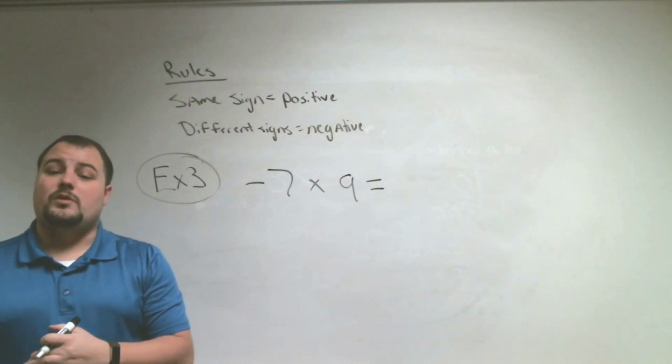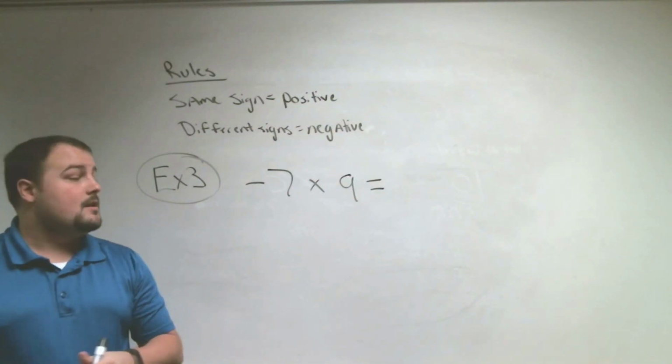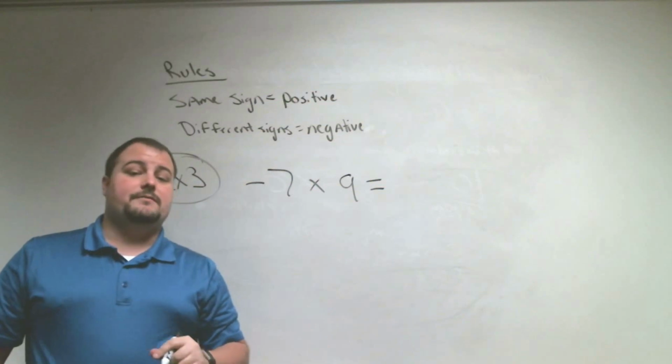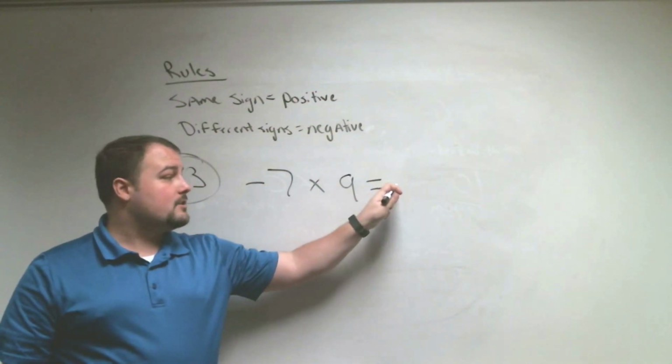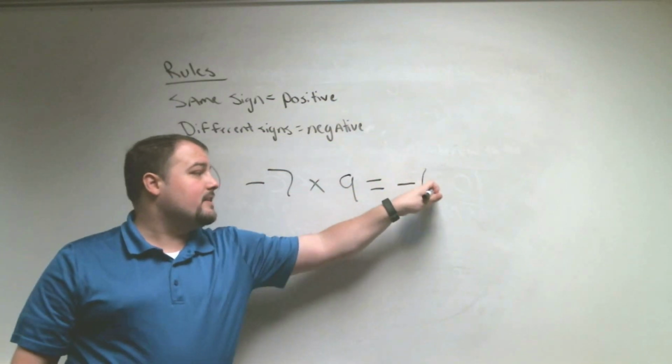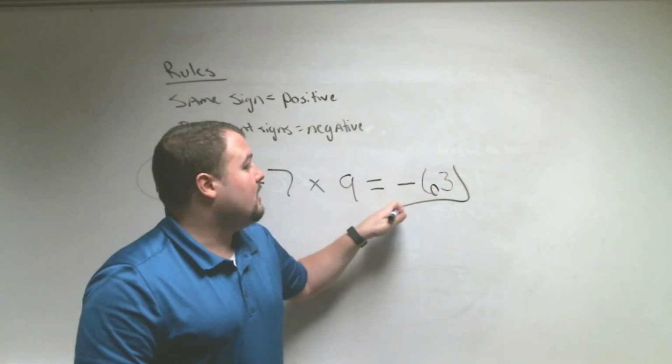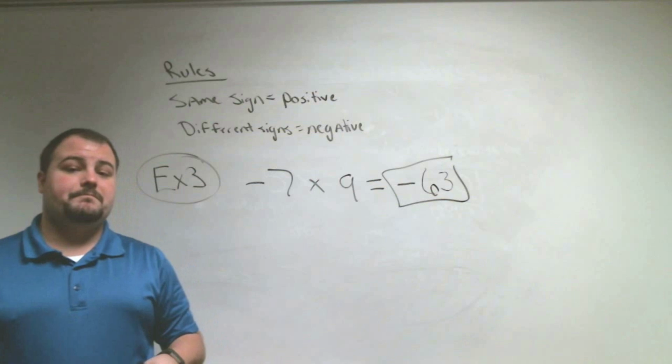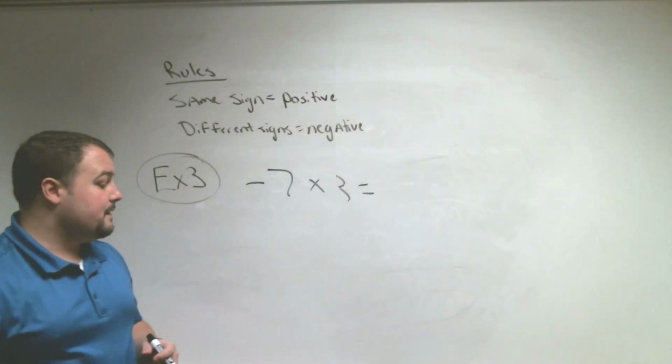Alright, so in this example we have negative 7 times 9. So we have a negative times a positive. Signs are different. Since the signs are different, our answer is automatically negative. 7 times 9, that's 63. So our answer is negative 63. That's all we got to do for this lesson.